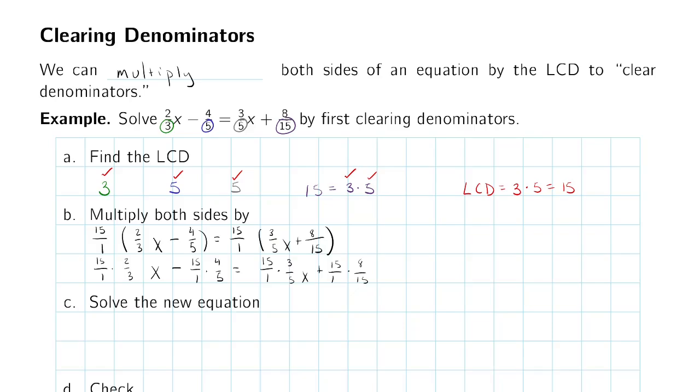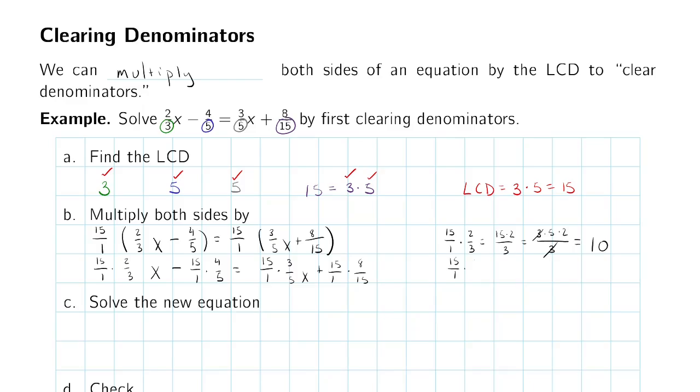Okay, so for illustration purposes, I'm now going to do this fraction arithmetic by hand. All right, 15 over 1 times 2/3. That's 15 times 2 over 3. 15 is 3 times 5. So I've got 3 times 5 times 2 over 3. Cancel the 3's. Notice the denominator canceled out. And I'm left with just 5 times 2, which is 10.